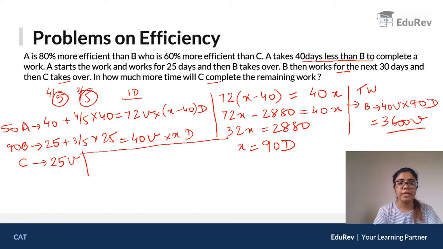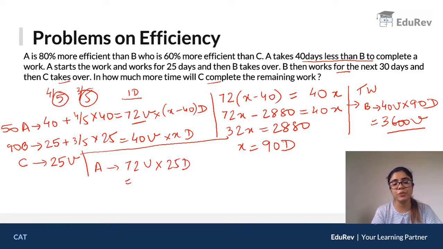They are saying A starts the work, works for 25 days. Now we know A does 72 units in a day and A has to work for 25 days. So what is the amount of work done? 72 into 25 will give you... what you can do is take half of 72, which is 36, and half of 36 is 18. So A is going to do 1800 units, because 25 is 25%. So 72's 50% is 36, and its half, that is 25%, is 18. So it will become 1800.